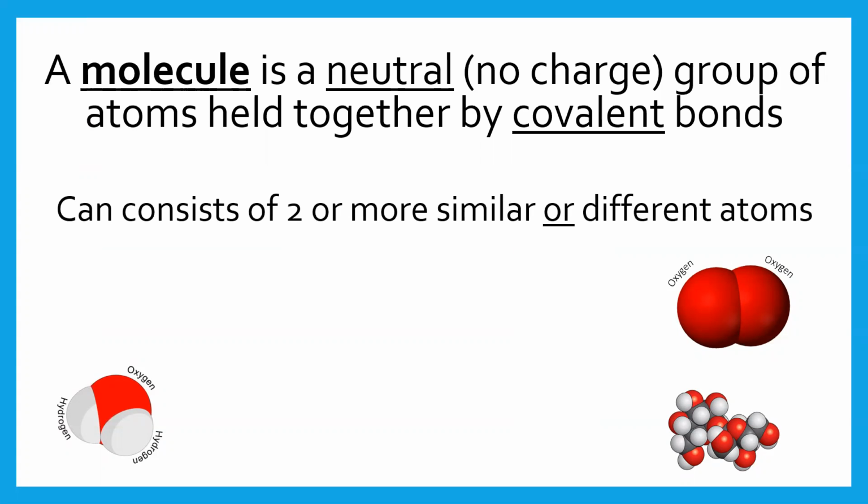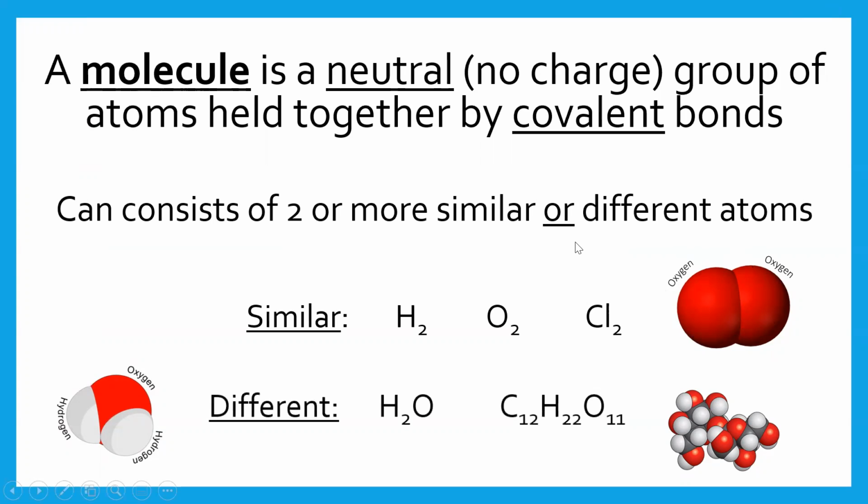So you can have two or more similar atoms or two or more different atoms. Similar atoms would be identical, so a hydrogen bonded to a hydrogen, or an oxygen bonded to an oxygen, like in this picture. You could also have different atoms bonding, like oxygen and hydrogen forming water, or carbon, hydrogen, and oxygen forming different types of sugars.